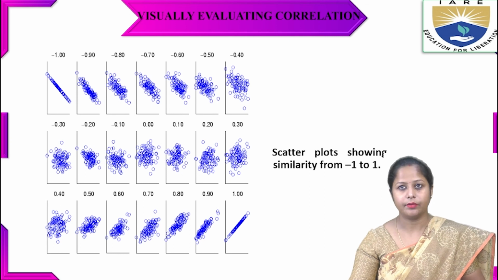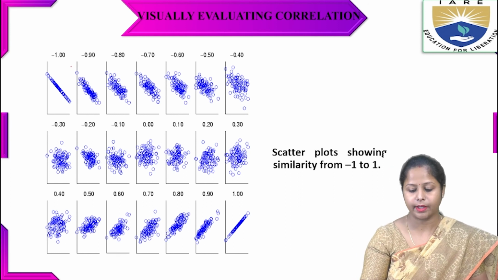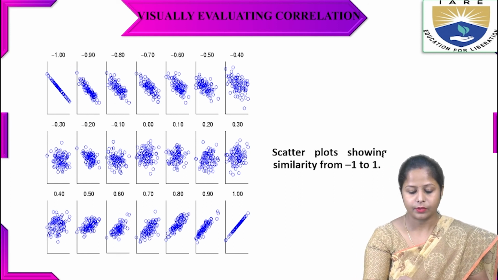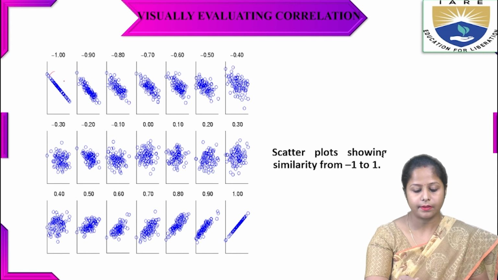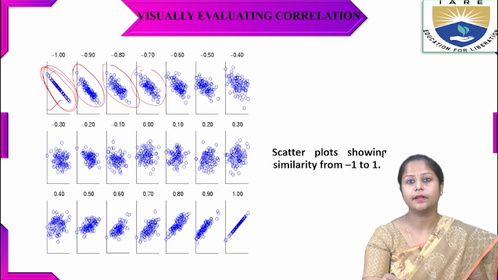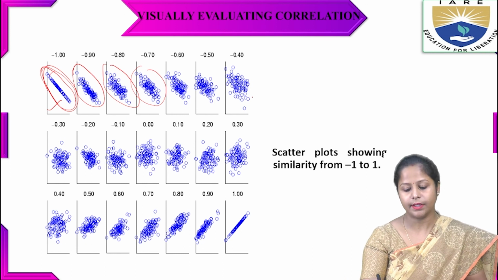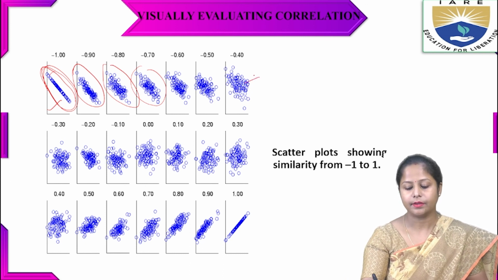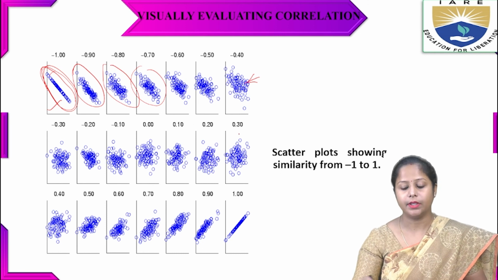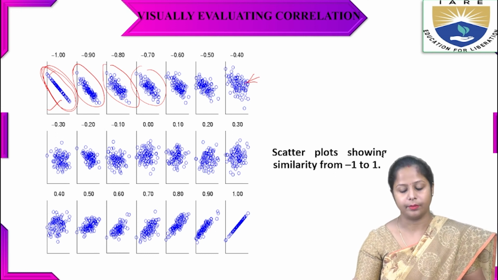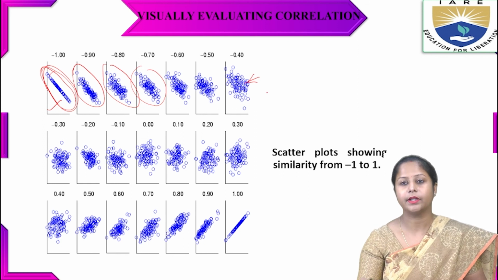Here we can see visually evaluating correlation. In this graph, these are the most correlated values. In each of the graphs, the fields whose values are closer are more correlated to each other.